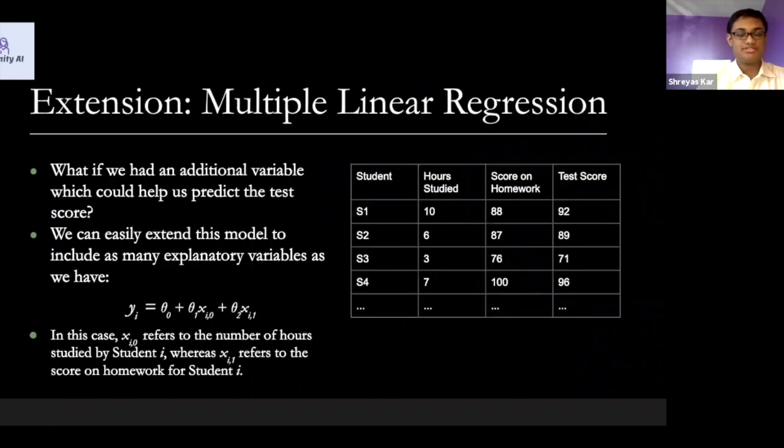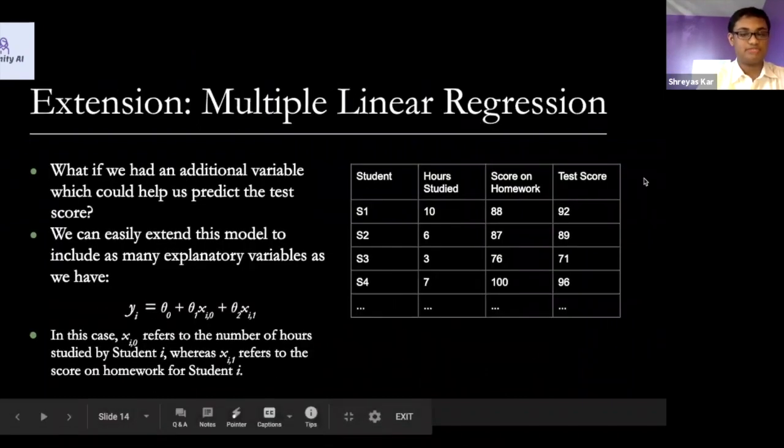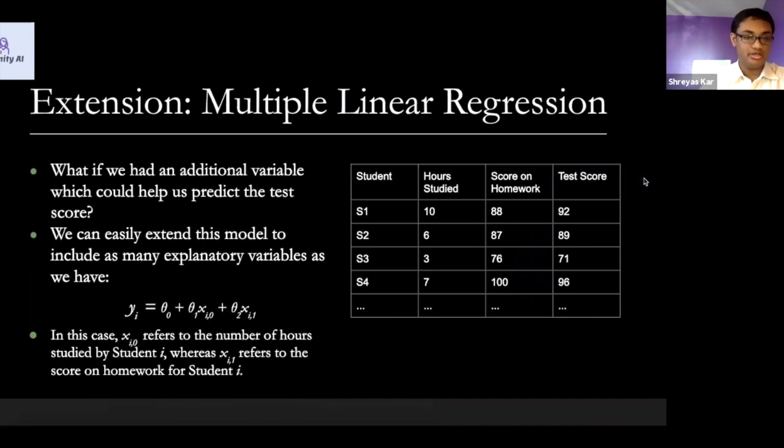And now, as promised, let's learn about multiple linear regression. A lot of times, in order to predict a complex phenomenon, you don't have just one variable explaining the phenomenon. A lot of times you have more than one input. So for example, in our test score example, if you're trying to predict a student's test score, the number of hours studied isn't the only thing that influences their test score. In fact, things like their score on their homework also influence the test score.